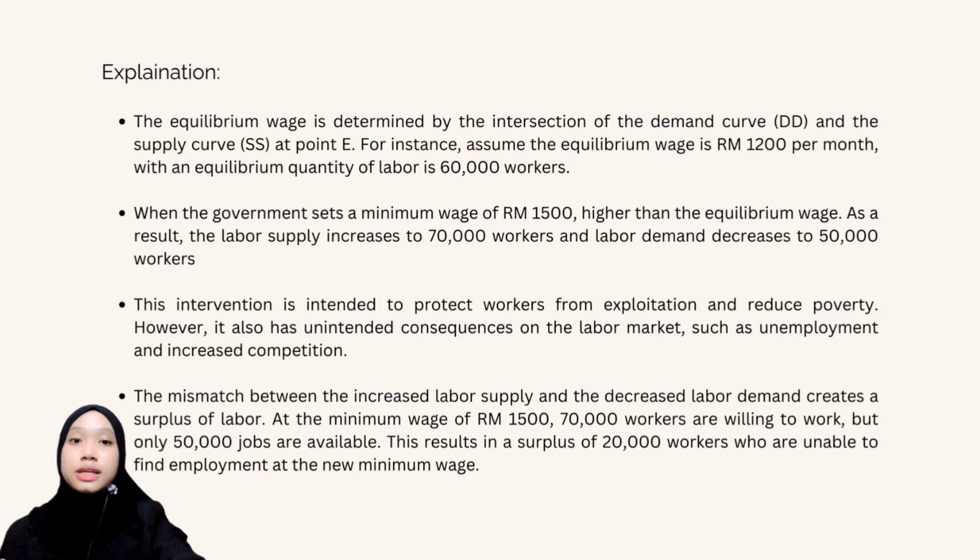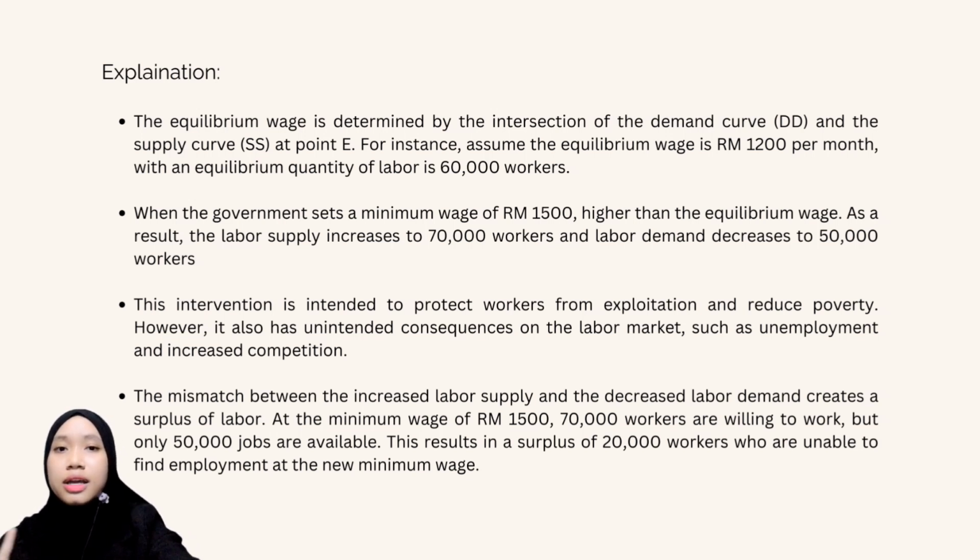Next, when the government sets a minimum wage of 1,500 ringgit, which is higher than the equilibrium wage of 1,200 ringgit, it disrupts the balance in the labor market. Initially, at the equilibrium wage of 1,200 ringgit, the quantity of labor demanded by employers matched the quantity of labor supplied by workers, resulting in 60,000 workers being employed. The higher minimum wage of 1,500 ringgit attracts more individuals to the labor market because the promise of higher wage incentivizes more people to seek employment. This increased the labor supply from 60,000 to 70,000 workers.